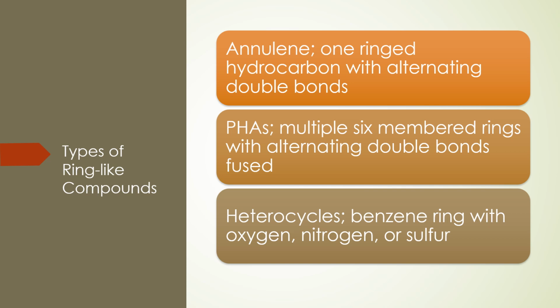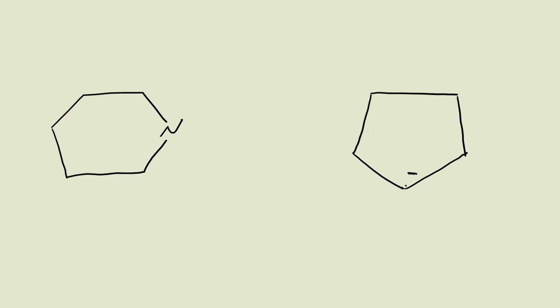Heterocycles are benzene-like rings with an oxygen, nitrogen, or sulfur. Let's take a closer look at heterocycles. Heterocycles aren't always aromatic. We have to see if the lone pair disturbs the delocalized system. The molecule on the left is pyridine. I've omitted the double bonds for simplicity.